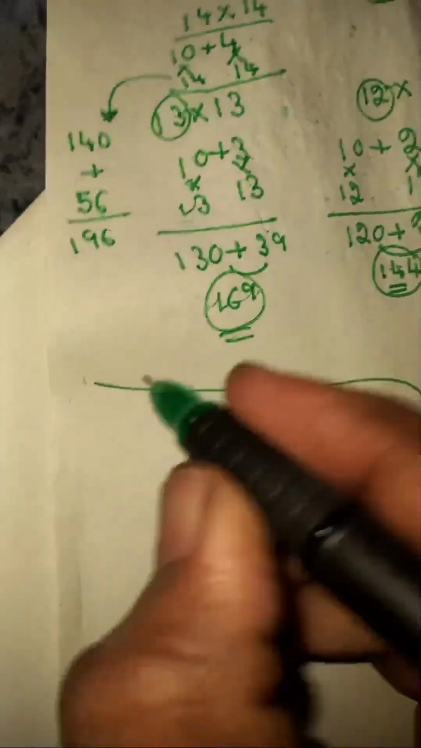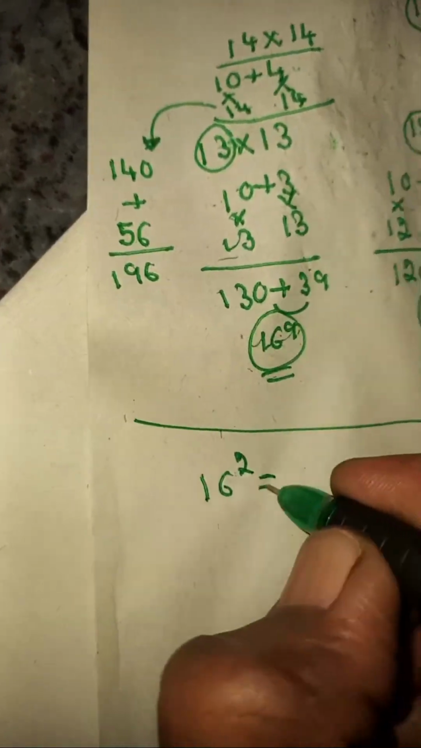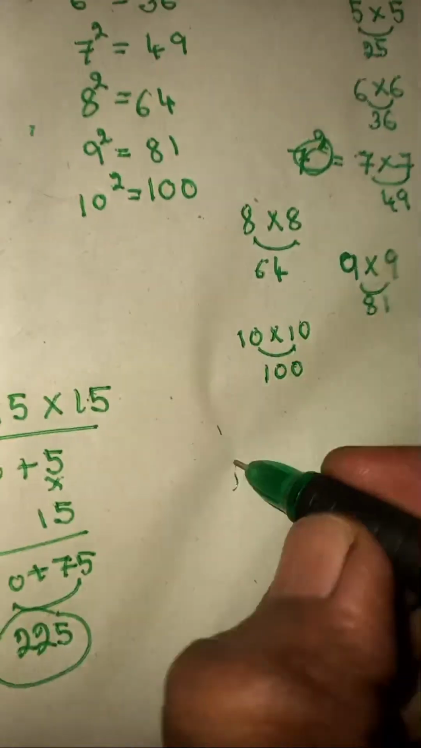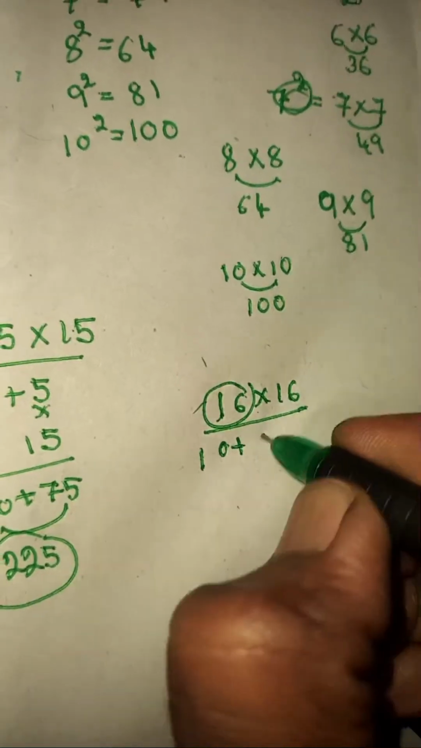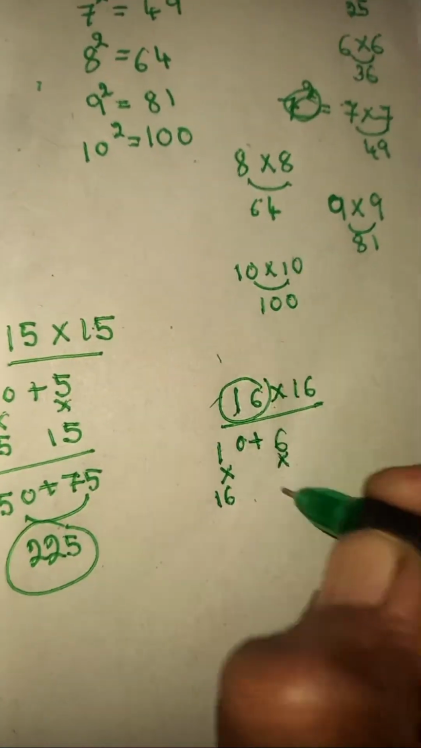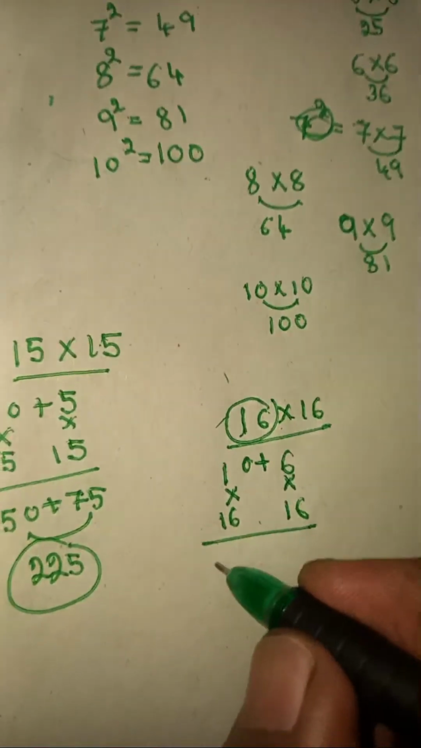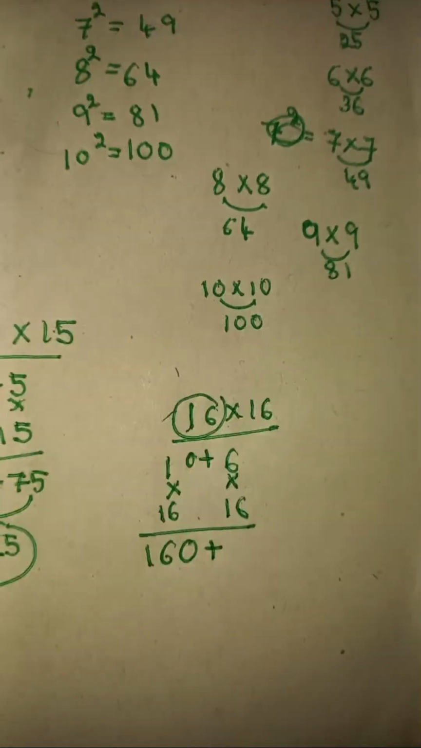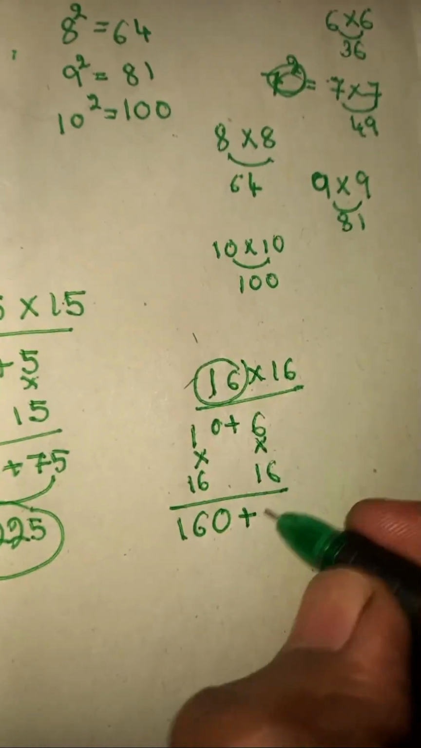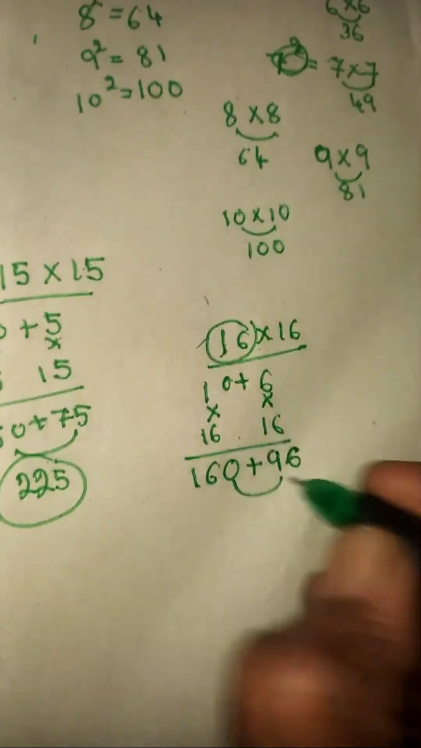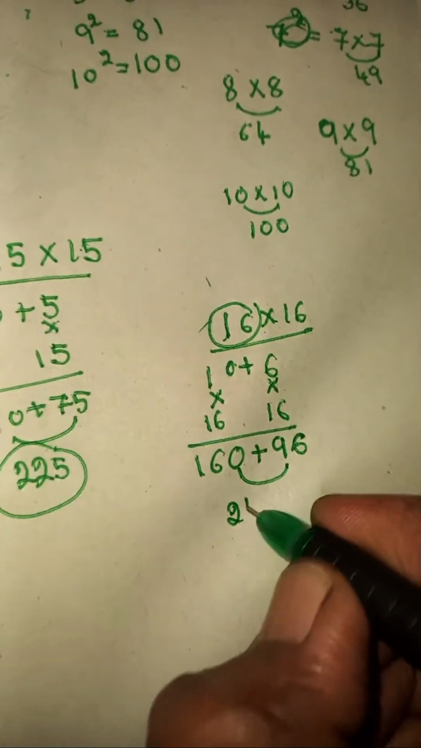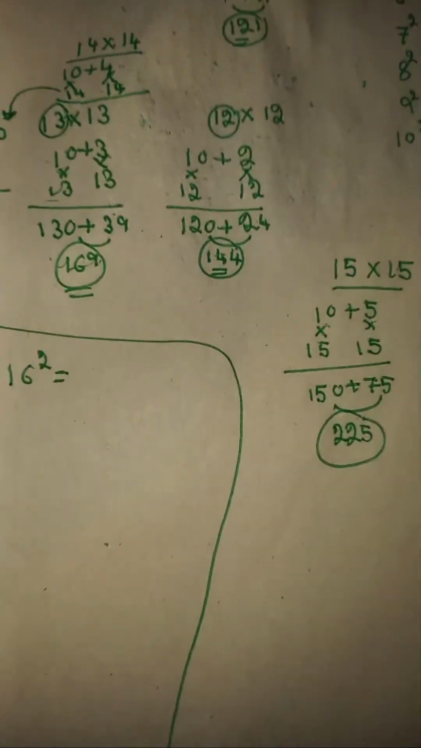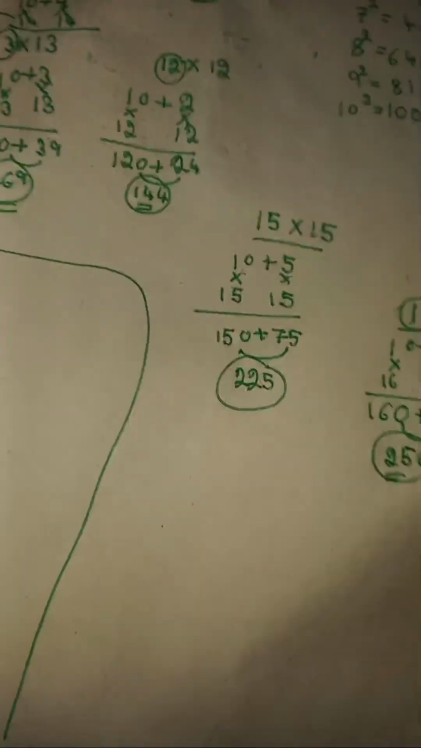Let's do one more problem. Here let's write 16 square. 16 square, here you can write it as 16 times 16. 16 you can split and write as 10 plus 6. 16 times 10 is 160. And 16 times 5 is 80. 16 times 6 is 96. Adding these we get 250. 250 plus 6 is 256. That is 256.